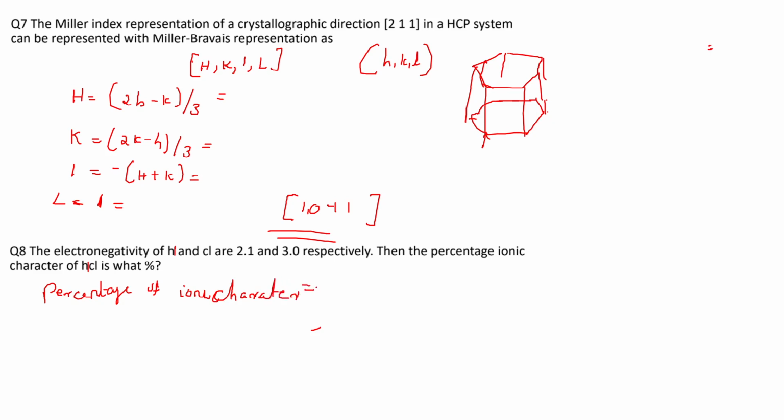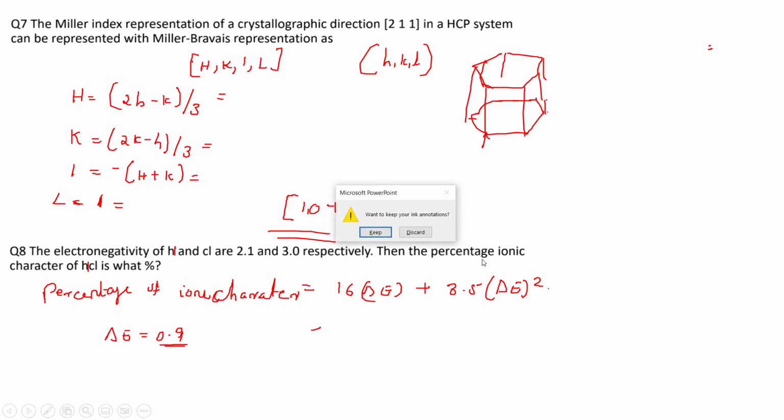will be 16 delta E plus 3.5 delta E square. Delta E is the electronegativity difference of the two atoms. You already know 2.1 and 3, so the difference, our delta E, will be 0.9. Now you just have to put that 0.9 in this formula and find the percentage ionic character of this HCl molecule. Please substitute, do the answer, and keep your answer in the chat box.